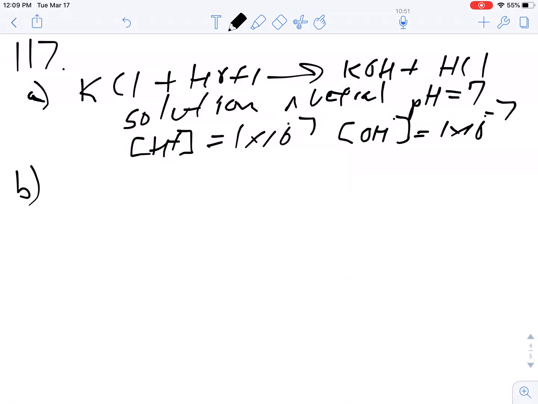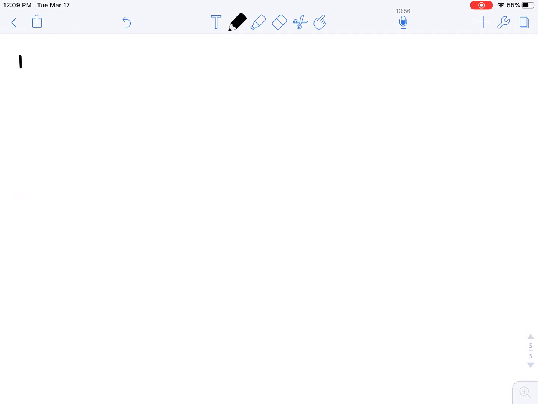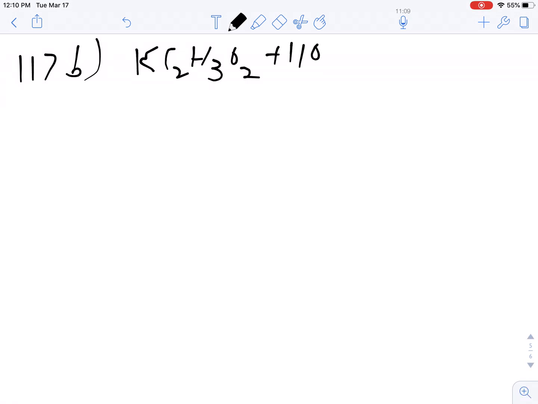But B, a little bit trickier. Start another page for B. So we've got potassium acetate and water. The trickiest part of problems like these, and this is going to transition into chapter 15, is figuring out the relevant reactions. Okay, I wrote that way too big, so I'm going to rewrite it down here.